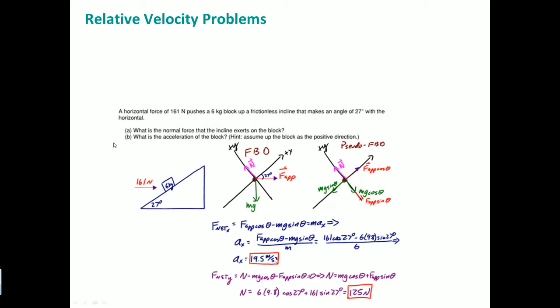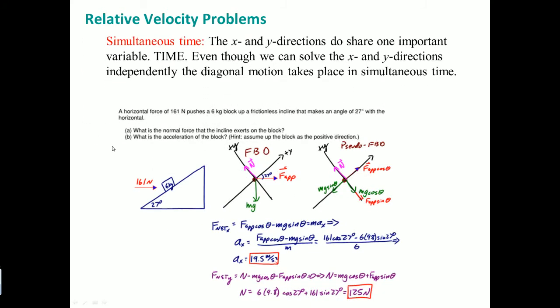But what about time? Well, relative velocity problems have similar time. That means the x and the y do actually share an important component, which is time. Although you can solve for the x and y independently from each other, both dimensions move at a constant velocity. So the velocity in the x direction would be delta x divided by time, and your velocity in the y direction would be delta y divided by t.